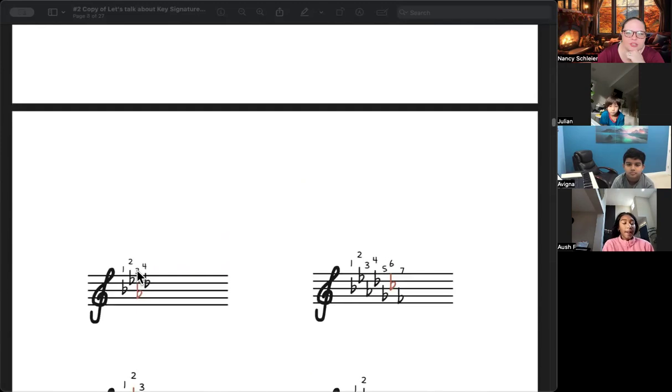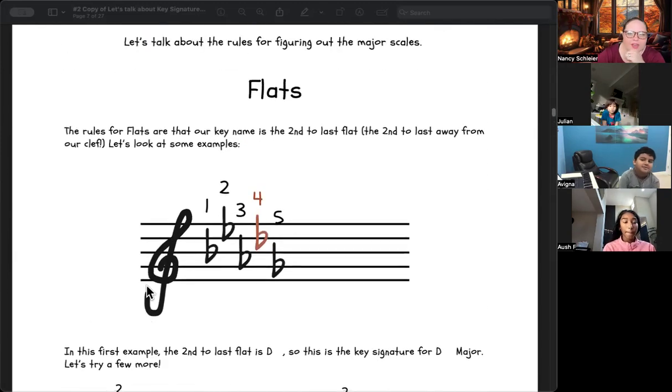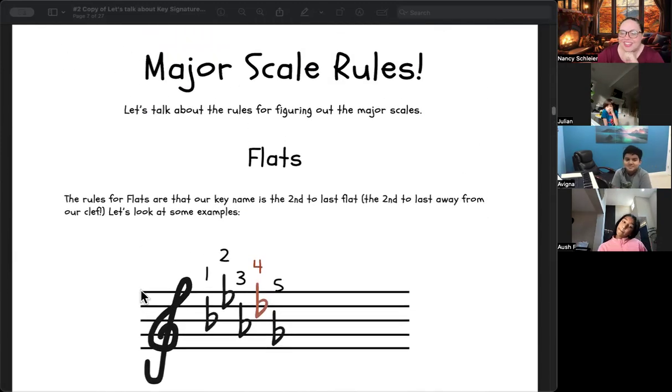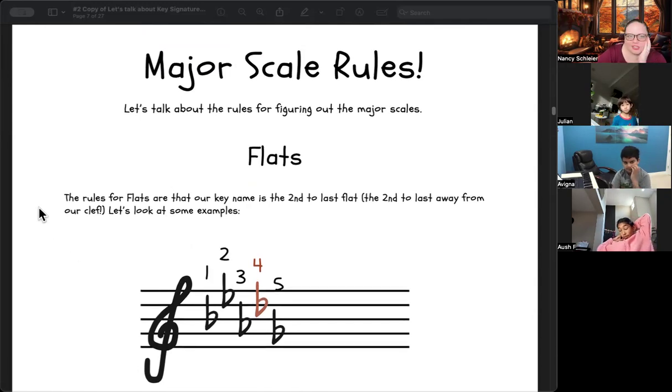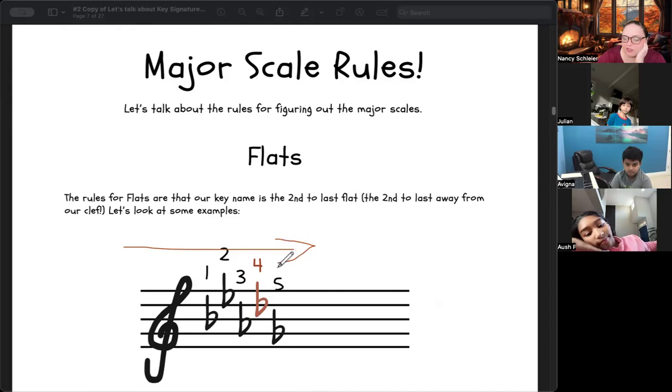Oh, wait, wait, wait. Nope, this is something different. Hang on. Okay, this is the rules for sharps and for finding what our key signature is. So for flats, it's always the second to last flat. Now we always go this way when we're counting our sharps and our flats. Does this all make sense? Anybody have any questions so far? I know this is a lot and it's kind of early in the morning. All right, you guys are doing great.